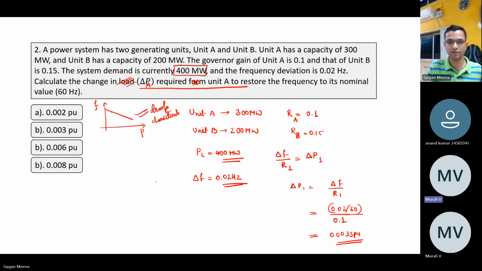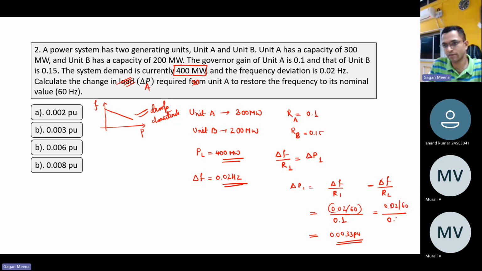Yes, there are two generators, and we need to specify which generator's change you want to calculate, because delta F by R2 is the change in the second generator. This is for generator A, of course. Similarly, you can calculate for the second also, right? How much are you getting for the second generator? 0.02 divided by 60.15.